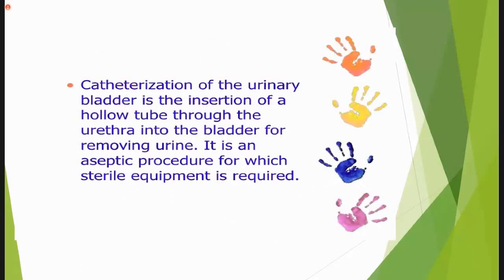Catheterization of the urinary bladder is the insertion of a hollow tube through the urethra into the bladder for removing urine. It is an aseptic procedure for which sterile equipment is required.